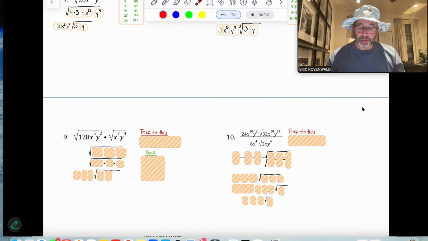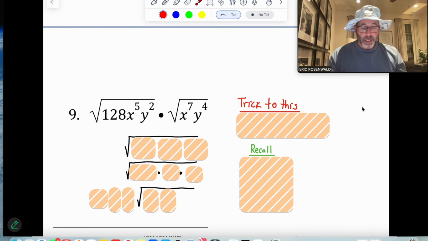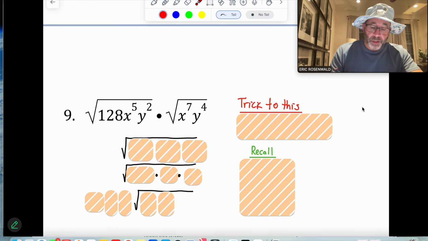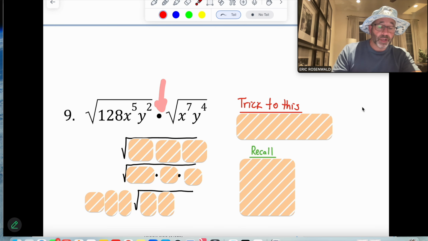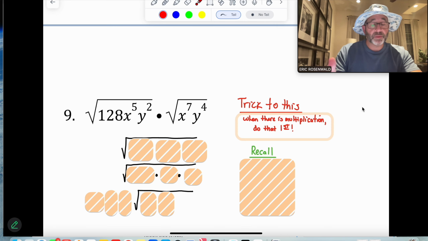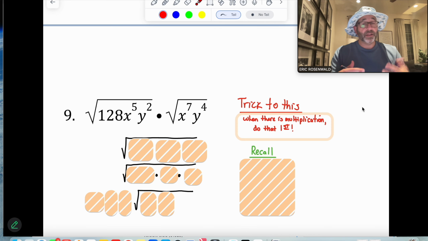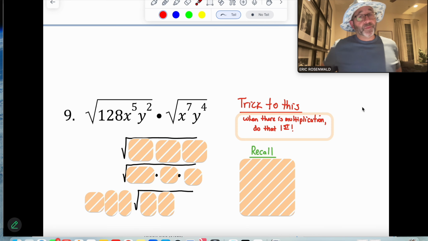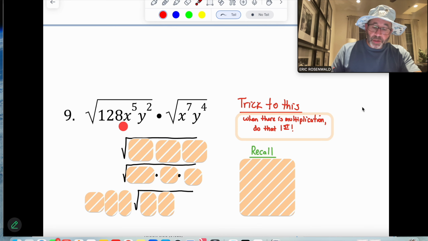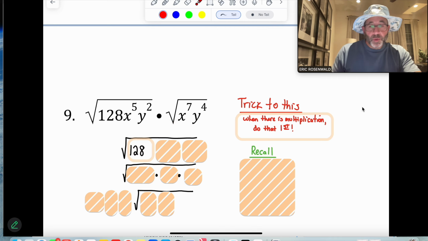All right, let's take a look at number 9. Okay, so when we see this now, there's multiplication going on, which we haven't seen yet. And when there's multiplication going on, the trick for this is to go through and actually multiply this out. If we see there's multiplication, multiply it out, and it usually simplifies pretty nicely, okay? So when we look at the coefficients, there's 128 here, but there's a 1 that's right here that's not written. So 128 times 1 is 128. With the x's, there's 5 x's here, and there's 7 over here.